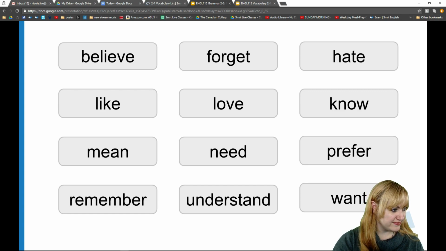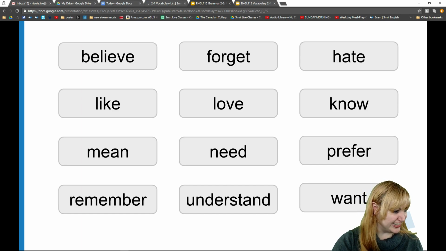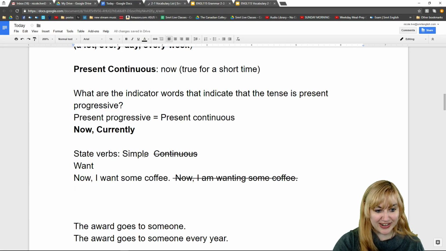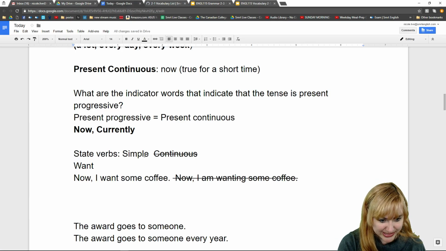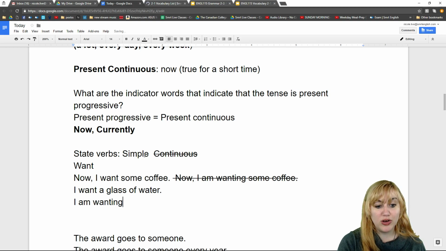All right. Eating a glass of water. I want a glass of water. Okay, I want a glass of water. I am drinking a glass of water. Good. Very good. Yep, I want a glass of water is good. I am wanting a glass of water. No, that's a great example. So I'm going to write it on the notes here. So I want a glass of water. Perfect. I am wanting a glass of water. Nope.